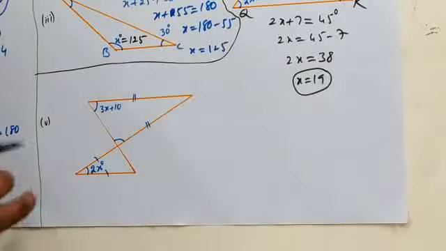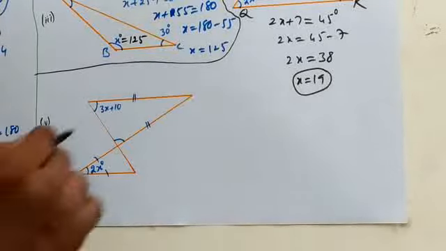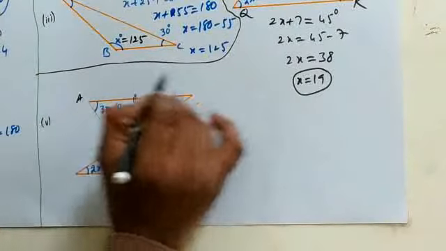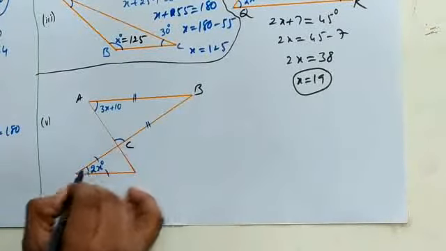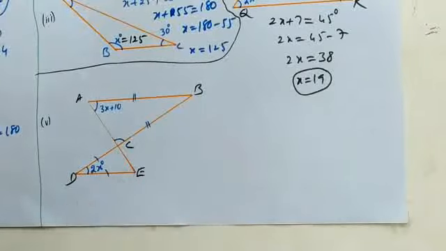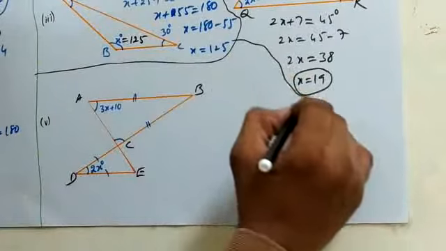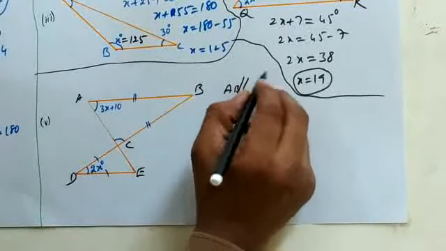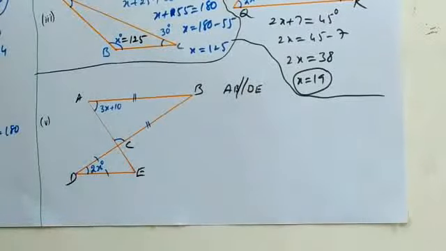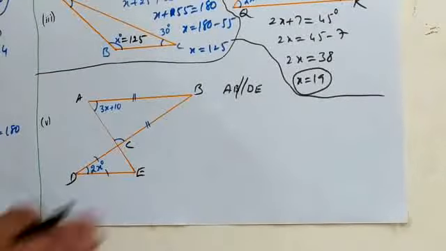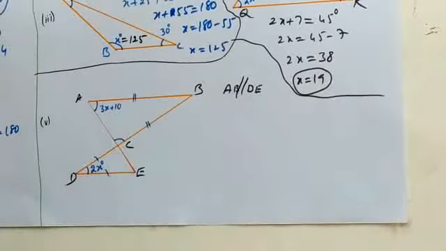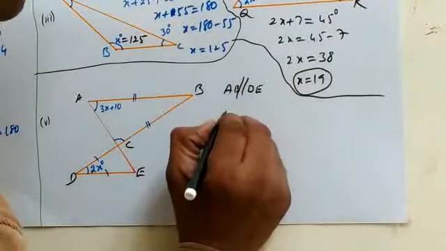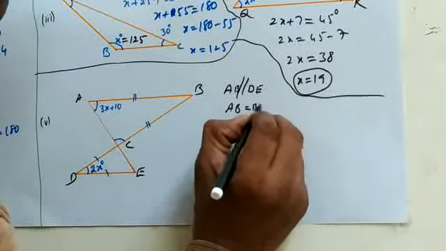Here is the fifth one. A, B, C, D, E. AB is parallel to DE. At the same time, side AB is equal to BC.